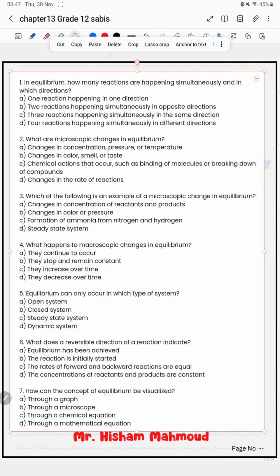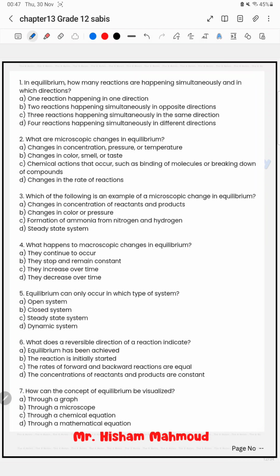I have some more questions for you. In equilibrium, how many reactions are happening simultaneously and in which directions? We explained this already. Two reactions happening in opposite directions. Don't say one reaction, don't say three, don't say four. What are microscopic changes in equilibrium? These are changes that occur such as binding of molecules or breaking down of compounds, and chemical reactions that you cannot see or measure.